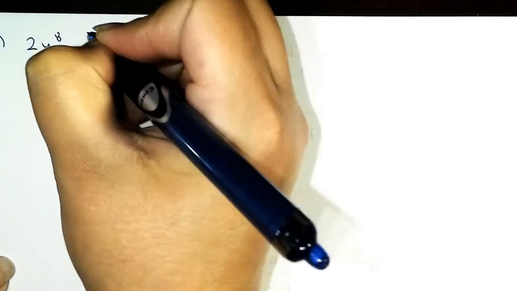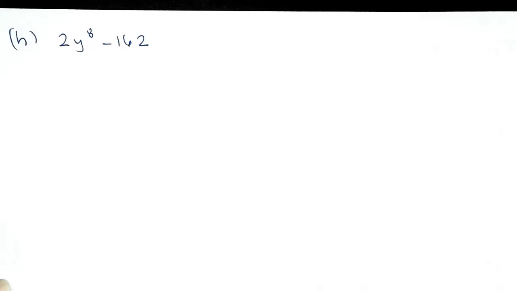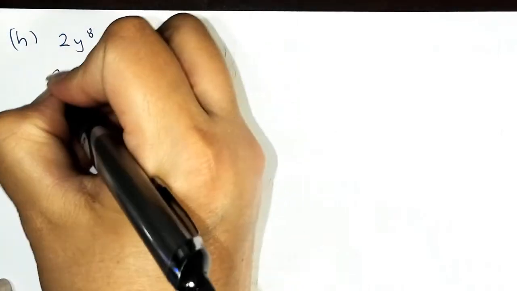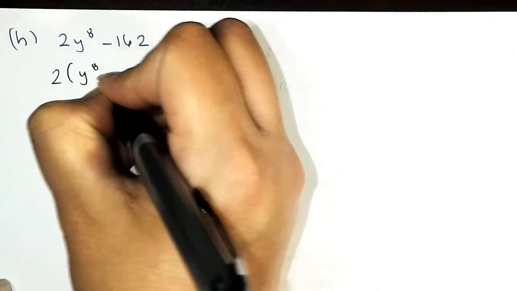Problem H. So problem H, we have 2 times y to the 8th minus 162. First things first, watch out for common factors. And in this case, we have a common factor of 2. When we factor it, that will leave us with y to the 8th minus 81. Fantastic.